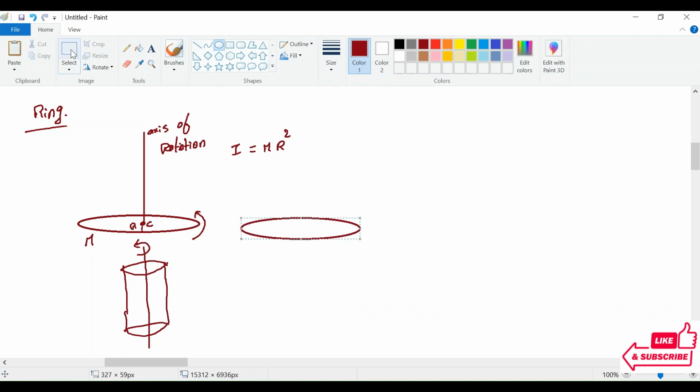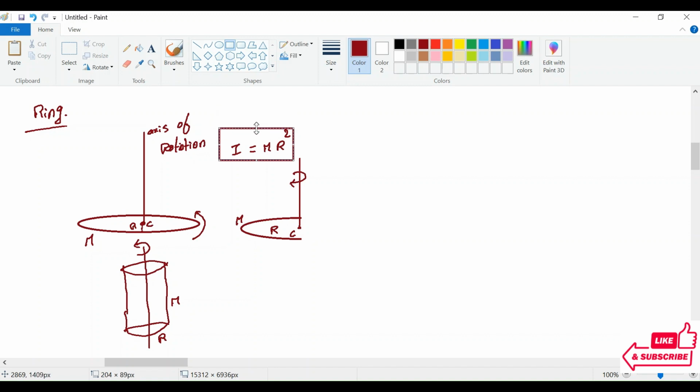Then also a quarter disc, irrespective of it. Mass should be capital M. This mass is M, it is rotating about this axis of rotation, and it is of radius r, same formula. Even if you take one quarter of the ring, any part of the ring which has mass m, radius r, the moment of inertia formula is mr square.